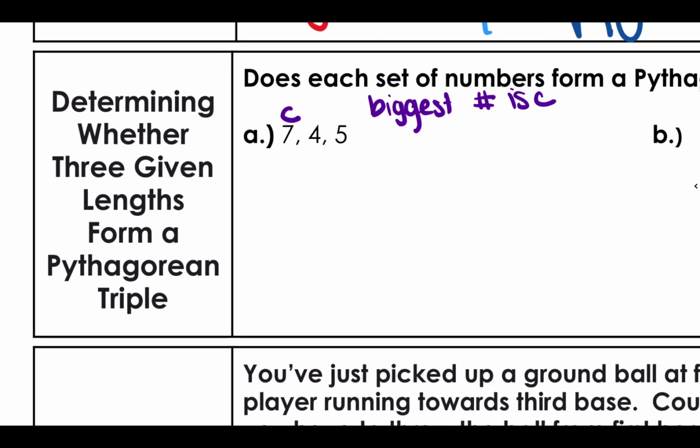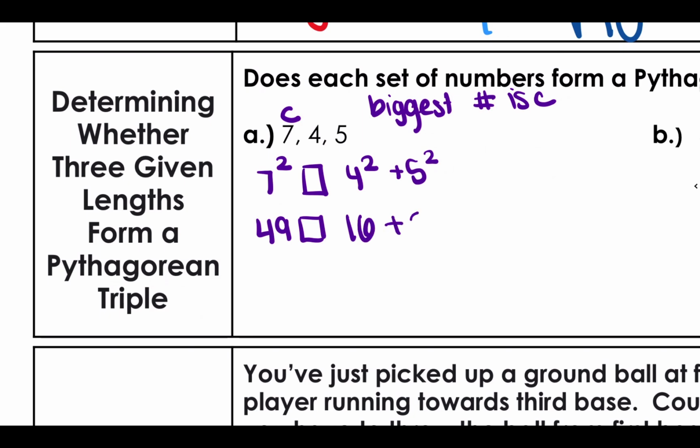Okay, so your biggest number is your C. So 7 squared, let's see how that compares to 4 squared plus 5 squared. 7 squared is 49. 4 squared is 16, plus 5 squared is 25. 16 plus 25 is 41. So 49 is not equal to 41, so this does not form a Pythagorean triple.